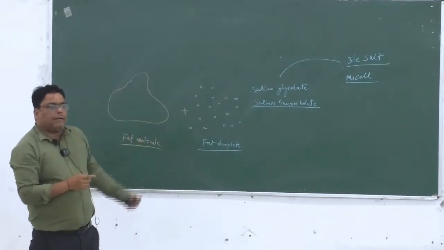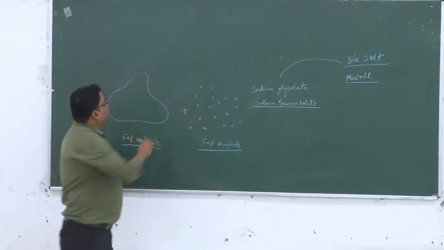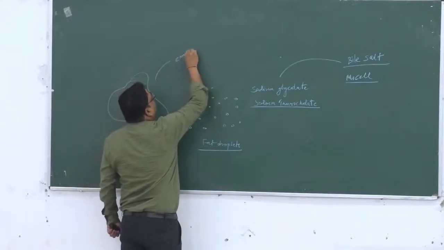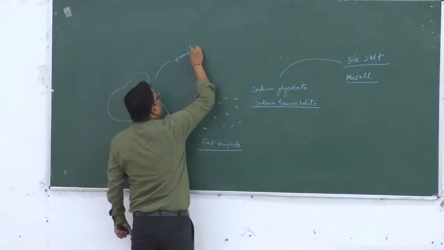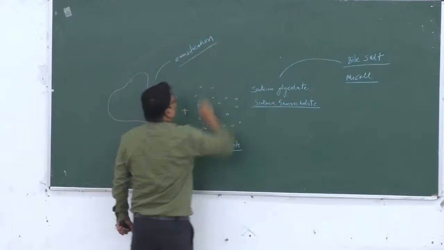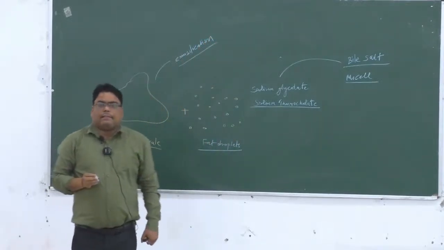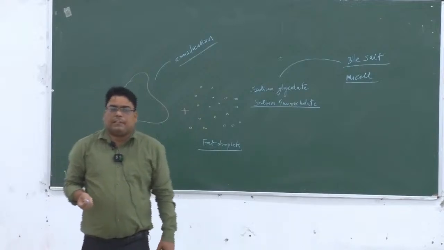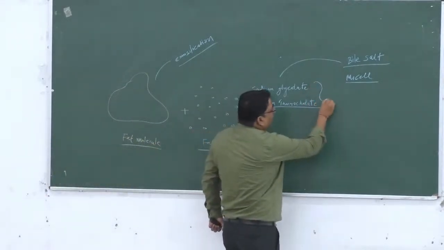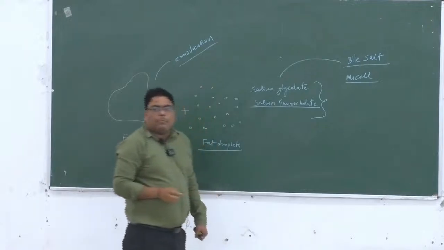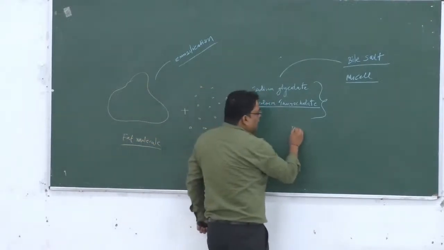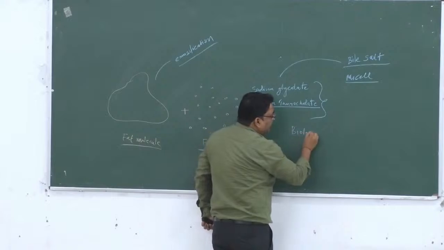How are they converted into fat droplets? By the process called emulsification. Emulsification is very easy to understand. How is emulsification produced? It is done by a biological detergent. What do we call a biological detergent? These bile salts are biological detergents.